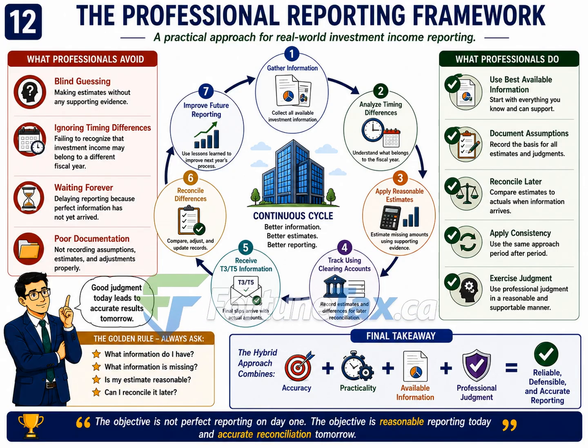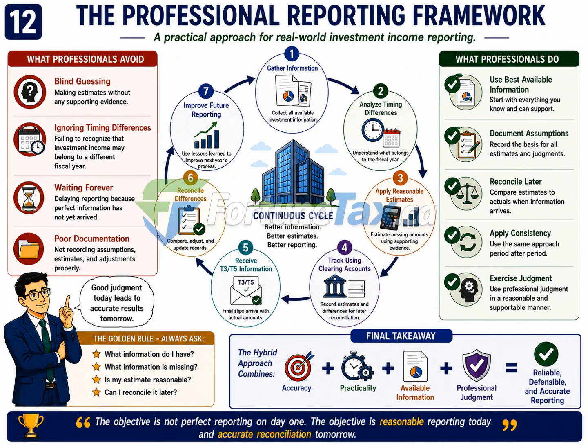To manage those challenges, we developed a structured approach. The first step is always to gather information. Good reporting starts with understanding what information is currently available. Investment statements, broker reports, T-slips, prior year records, and supporting documentation all provide valuable evidence. Once the available information has been collected, the next step is to analyze timing differences. This is where accountants determine which amounts belong to the fiscal year, which amounts may relate to other periods, and where reporting gaps may exist.